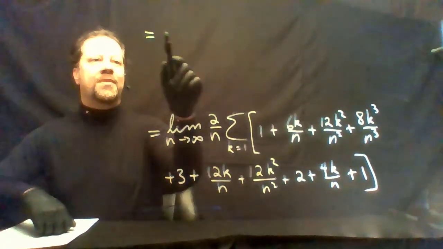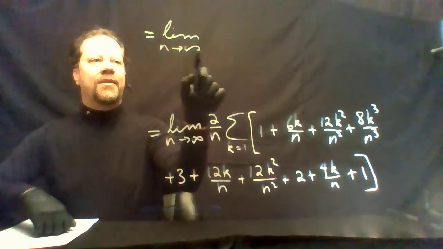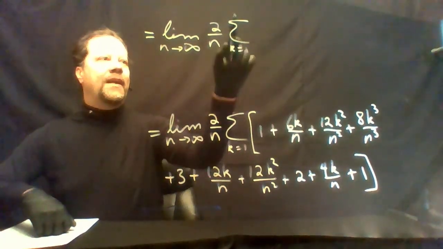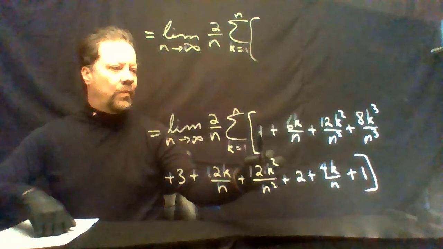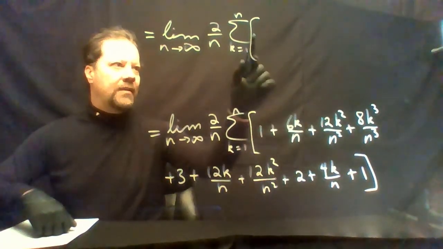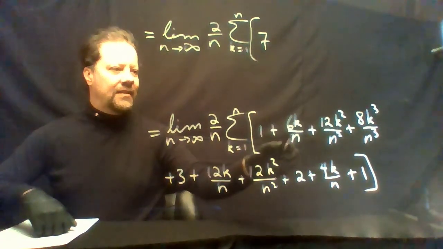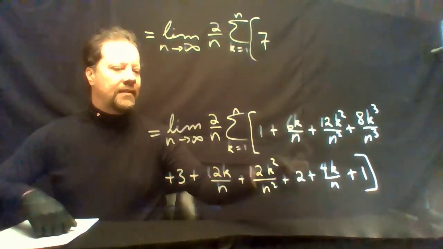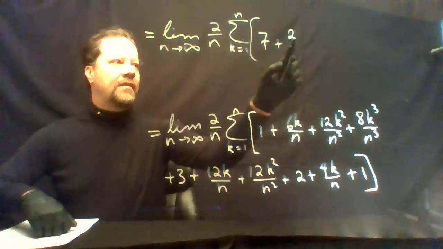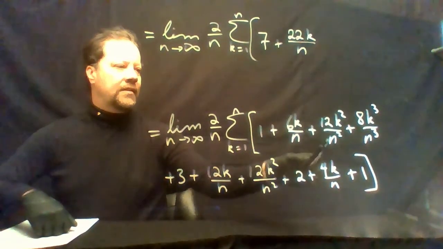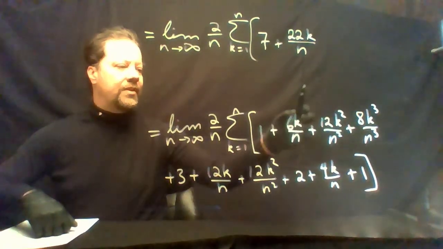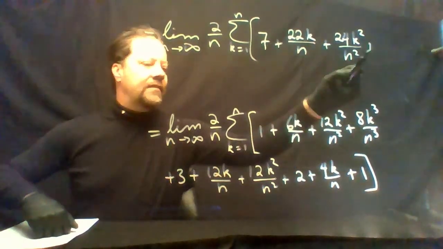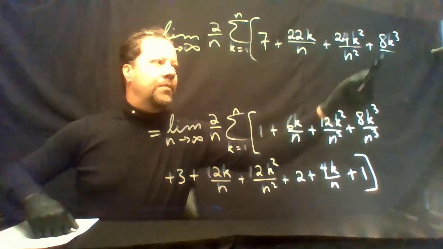If we combine like terms, we'll have the limit as n goes to infinity of 2/n times the sum as k goes from 1 to n of 1 plus 3 plus 2 plus 1 is 7. 6k/n plus 12 plus 4, that's 22k/n. 12 plus 12 is 24k^2/n^2, and then 8k^3/n^3.